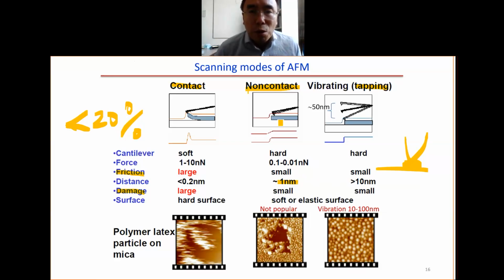So again, this one is available but not popular. It only works when the humidity is low.